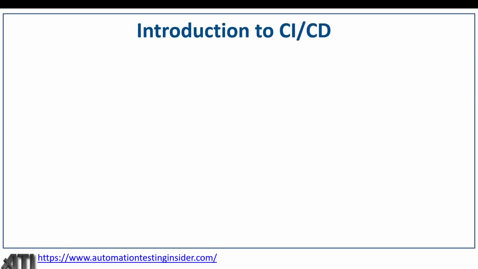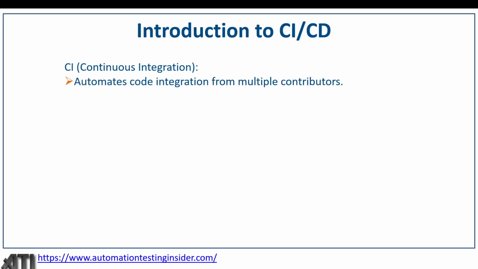So let's get started with the first topic, introduction to CI/CD. If we talk about the CI process, CI is nothing but continuous integration, right? Continuous integration automates code integration from multiple contributors. Generally in a team there are multiple resources, right? So it automates the process of code integration from different resources, right? I'll talk about it in a couple of minutes with an example.